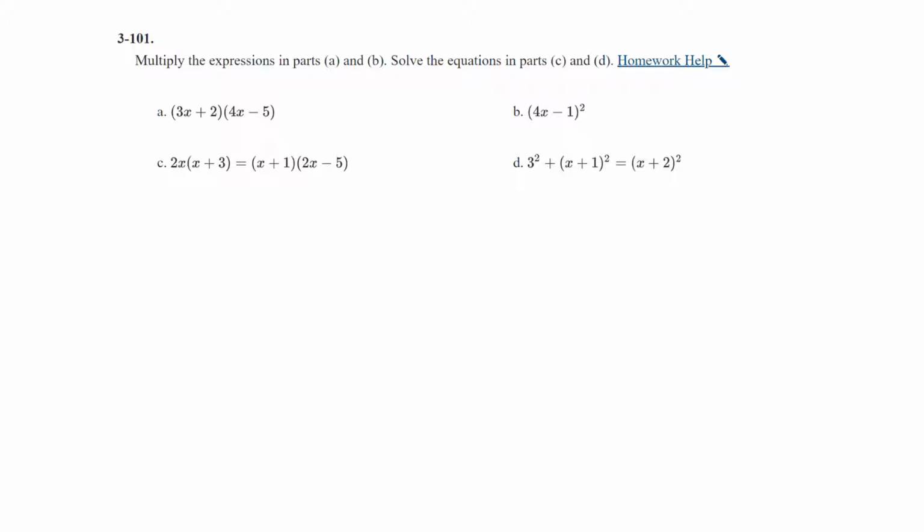So on part A and B, you'll notice that they are not equations, so we're not solving anything, we're just multiplying. On A, we can use the distributive property or the generic rectangle. I'll do one of each. So on the first one, I'll use the distributive property.